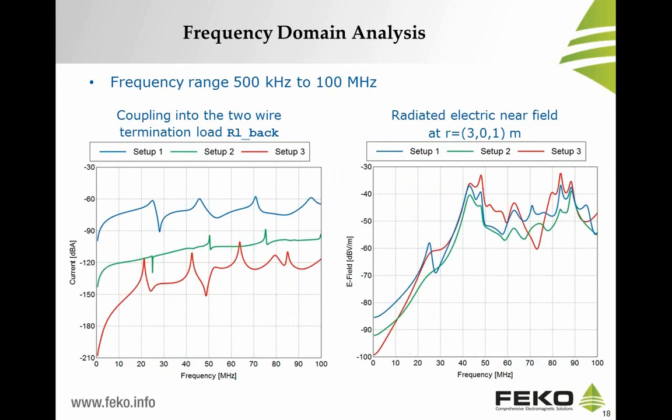Okay, so now that we've completed all the setups, we will look at some results. First, in the frequency domain, I have on the left-hand side the currents showing the coupling into the two-wire termination. The load was at the back of the car, the 100 ohm load, and you will notice that the coupling reduced for the models as we expected, because of the power wire being closest to the two wires, then being moved away from the two wires, and then adding some shielding to reduce it a bit further.